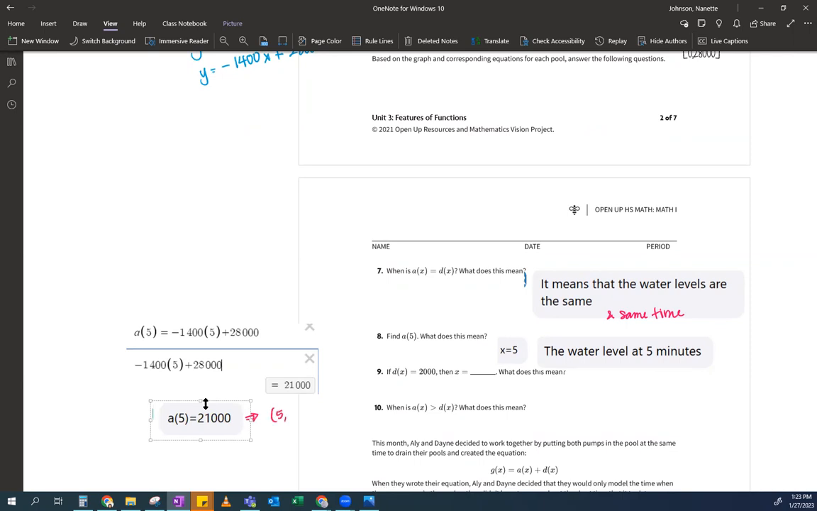Oops, I shouldn't put a column there. So another way to write this is using it as a point. So (5, 21,000). This is the new way that I want you guys to get used to seeing.